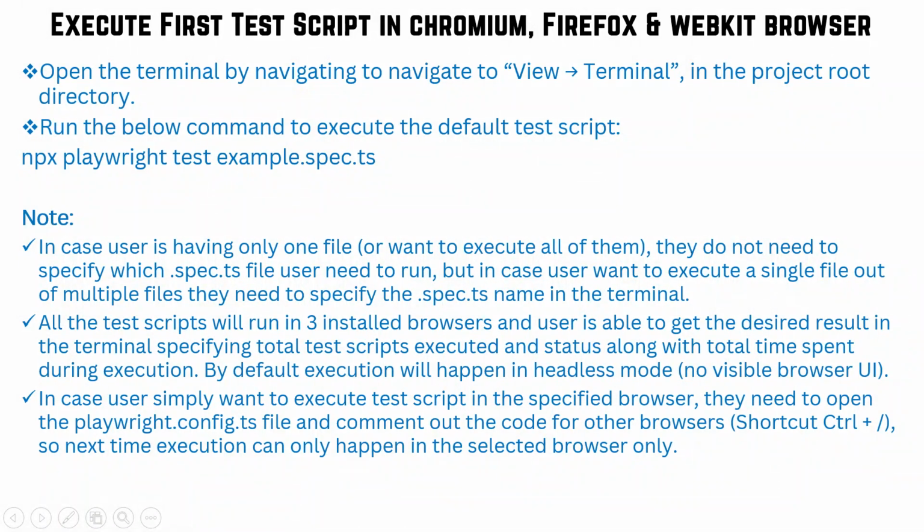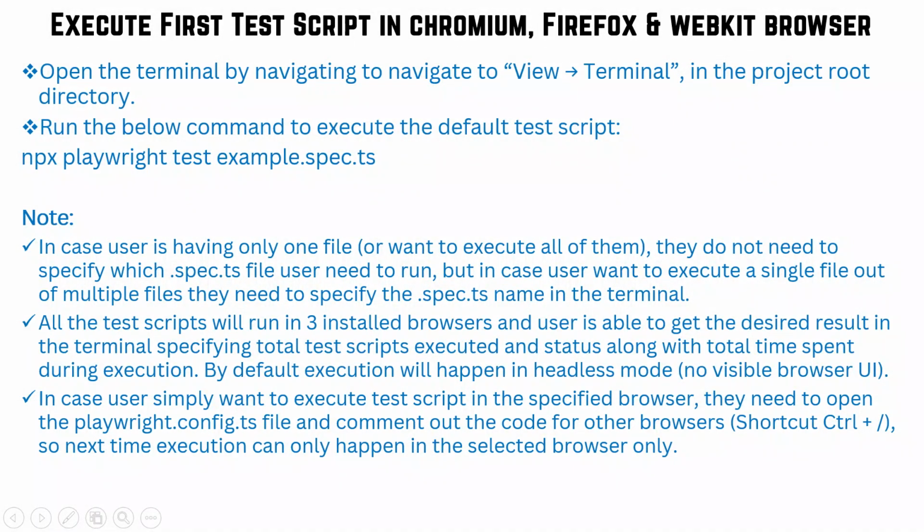Open the terminal by navigating to the View, Terminal option in the project root directory. After that, run the command npx playwright test, and you can give the spec.ts file name, like example.spec.ts, in case there are multiple files and you want to run only one file. In case there is only one file, or you want to run all the tests, you need not give any file name. If you have, say, 10 files and want to execute only one, you can give the file name. Otherwise, simply give npx playwright test.